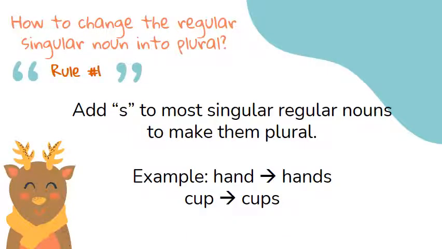Now, first of all, let's start with changing the regular singular into plural. We have to change the regular singular, the singular that follows the rule, into the plural. Rule number 1 says, you have to add s to most singular regular nouns to make them plural. So most of the singular regular nouns, the nouns that are singular and follow the rule, take s to become plural. Example: hand, hands, cup, cups.